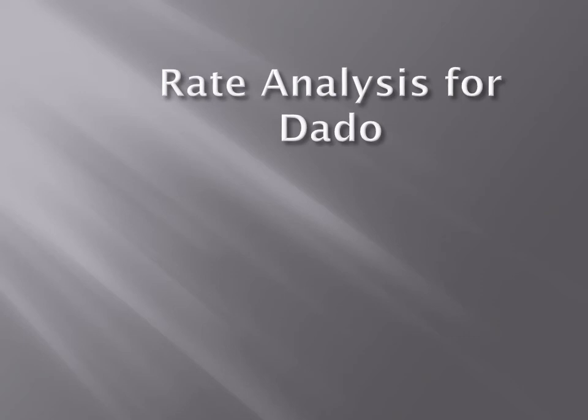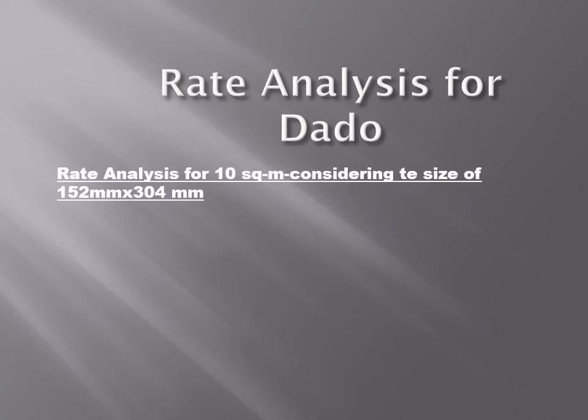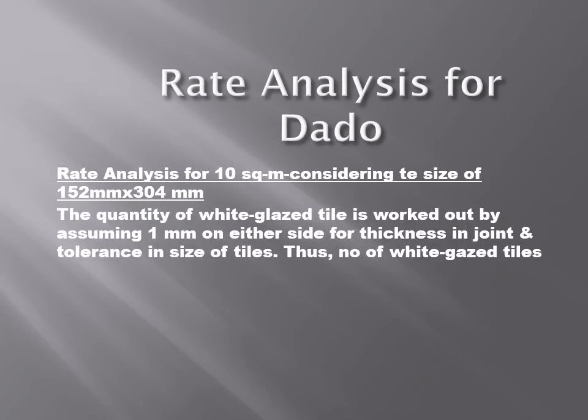Rate analysis for a dado. Rate analysis for 10 square meter, considering the size of the tile is 152 mm by 304 mm. The number of tiles is worked out by assuming 1 mm on either side for thickness of joint and tolerance in size of tiles. Thus, number of white glazed tiles: for 10 square meter, 10 divided by 0.152 into 0.304 will be 216 tiles.